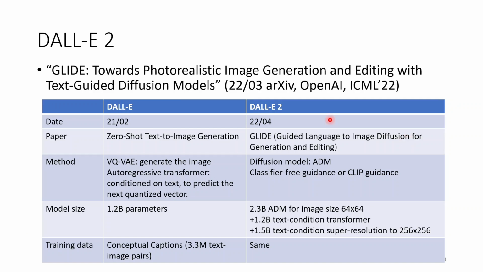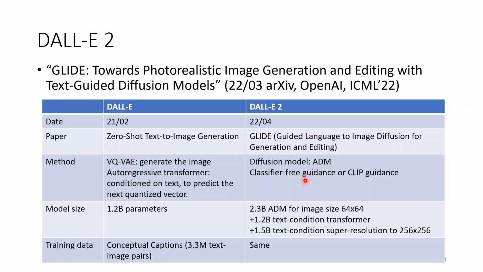Okay. So DALL-E version 2 is used in a diffusion model. This is ADN. ADN is just the diffusion model from BigGAN. And it uses classifier-free guidance, Jonathan Ho's method, or CLIP guidance. Compared with DALL-E 1, which is just the VQGAN work, they use a transformer. No, they use CLIP to predict the next vector quantize and generate the image.